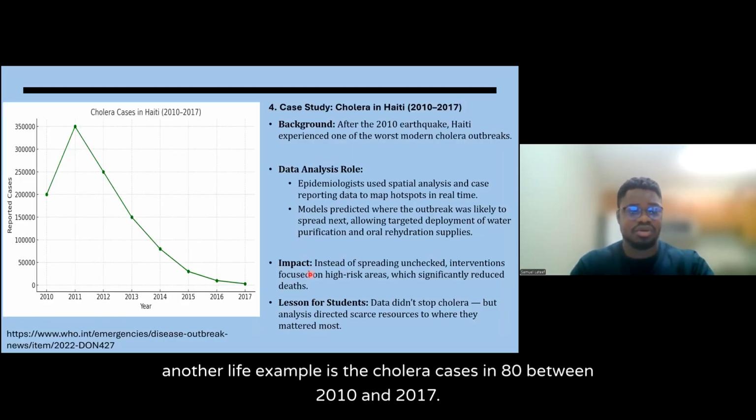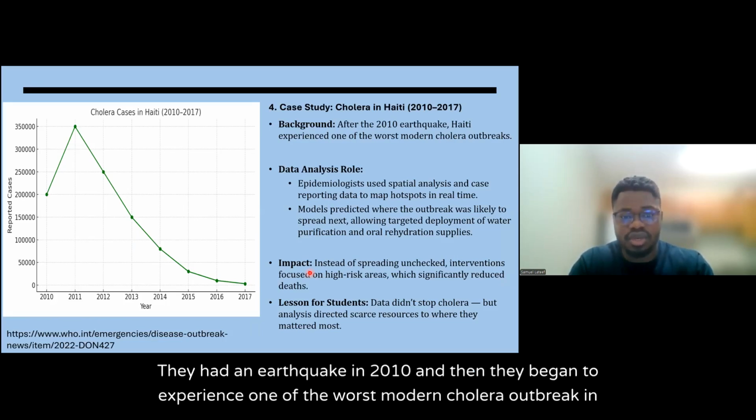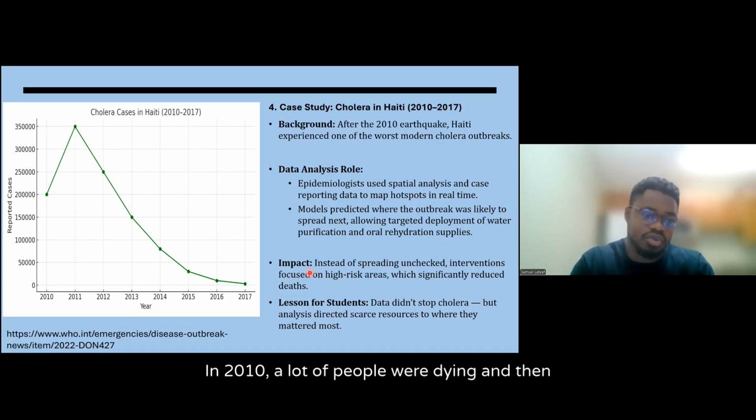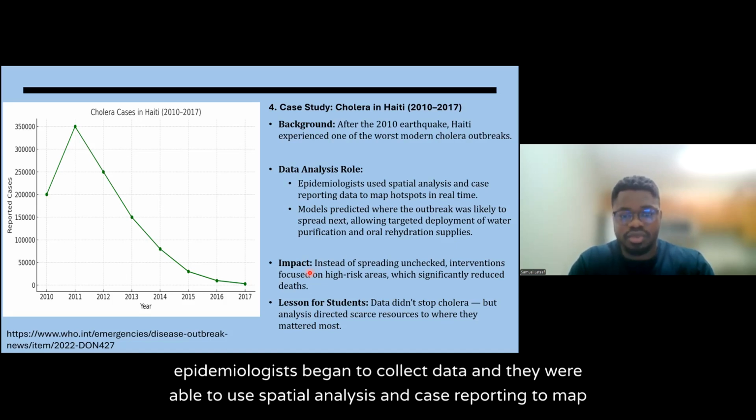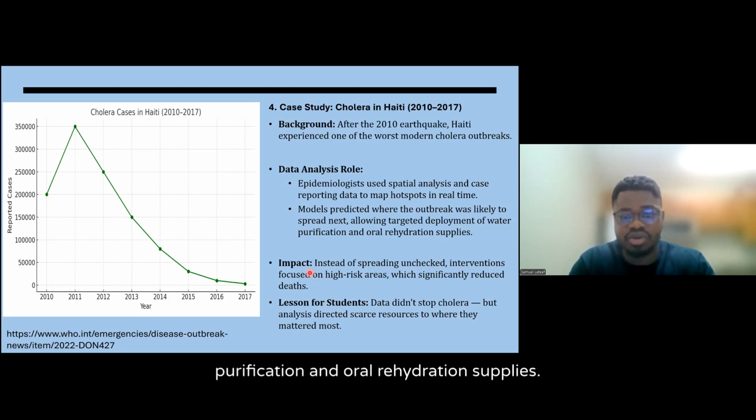Another real-life example is the cholera cases in Haiti between 2010 and 2017. Here's the background. They had an earthquake in 2010, and then they began to experience one of the worst modern cholera outbreaks in the world. In 2010, a lot of people were dying, and then epidemiologists began to collect data, and they were able to use spatial analysis and case reporting to map hotspots in real time, right? They're able to predict where the outbreak was likely to spread next, allowing targeted deployment of water purification and oral rehydration supplies.